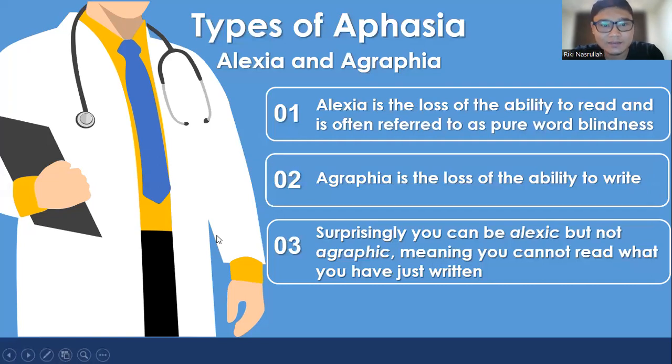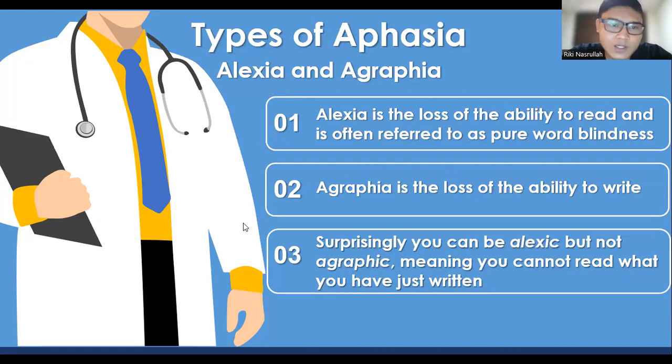Next, alexia and agraphia. Finally, we get to alexia and agraphia. Alexia is the loss of the ability to read and is often referred to as pure word blindness. So these people could read and lose that ability, and are generally thought of as having a visual recognition disorder.